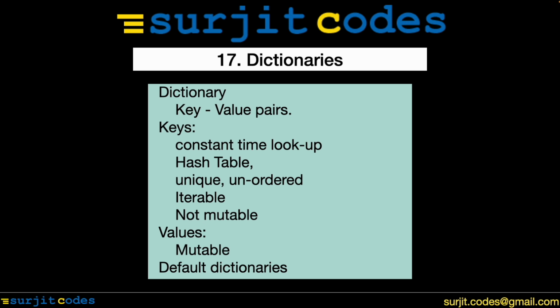Dictionary is an important data type of Python. In this, we save items as key value pairs. Unlike lists, where we search an item using linear or binary search, in a dictionary, search is carried out in a constant time. This is because dictionaries are saved as hash tables, while lists are like arrays. Keys of a dictionary items are unique and unordered and are iterable, but they are not mutable. Unlike keys, the value parts of the items are mutable.